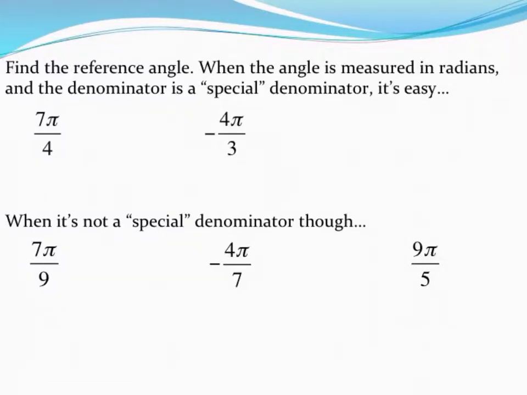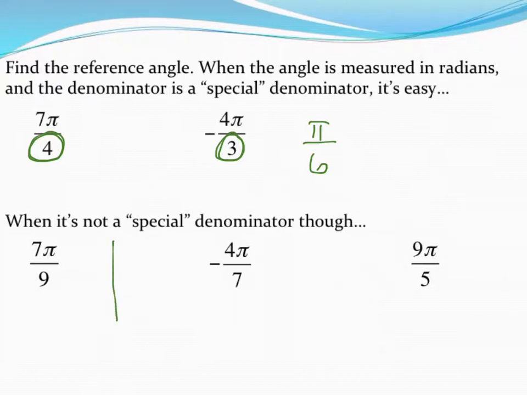We've already taken a look at how to find reference angles in radians when our denominator is one of the special denominators, whether that's a 3, a 4, or we've also seen that 6 is a special denominator. When we don't have that case, for example down here, we'll need to do something a little bit different. It's not as easy as just saying the reference angle is 9 over pi. However, it's not too complicated. So here's what I'm going to do.